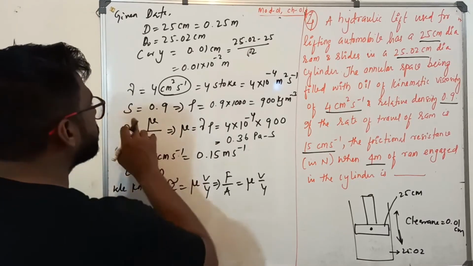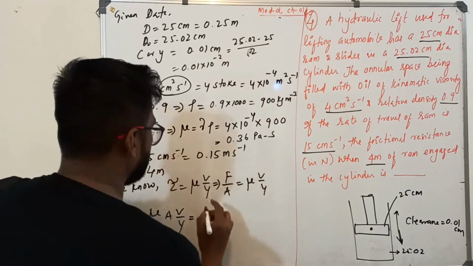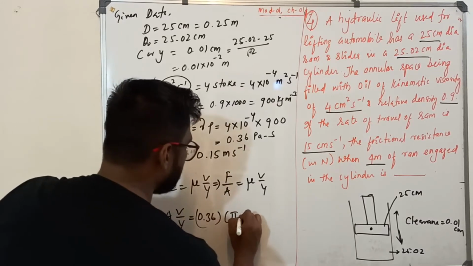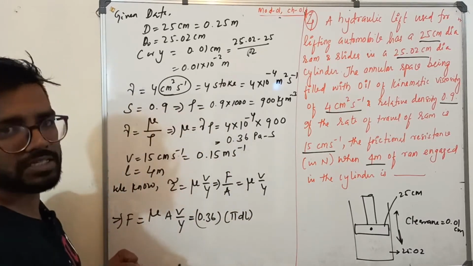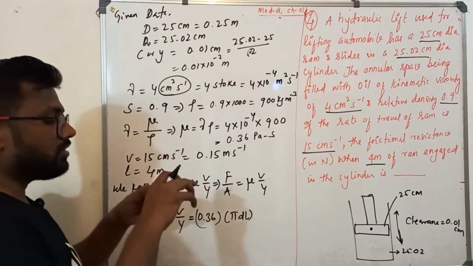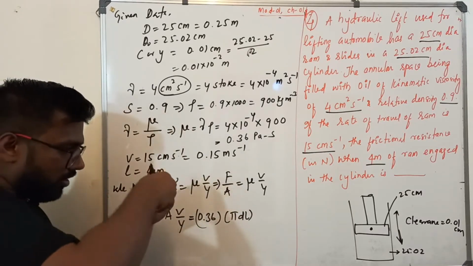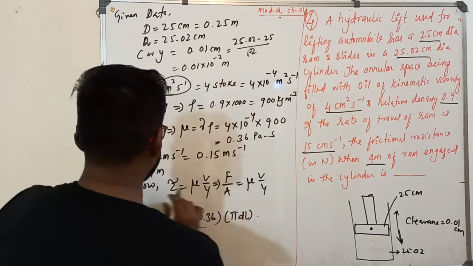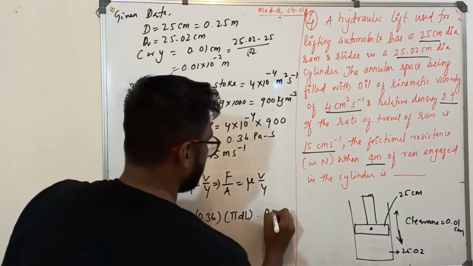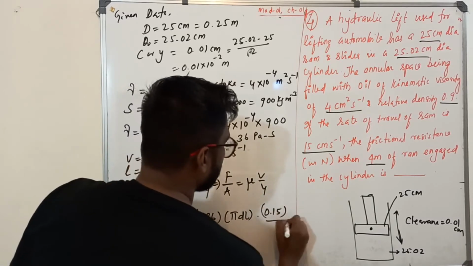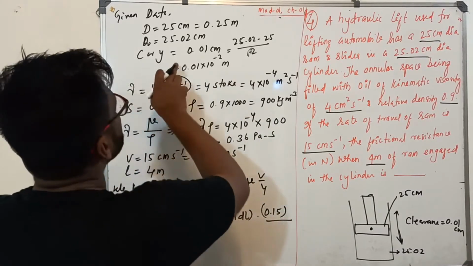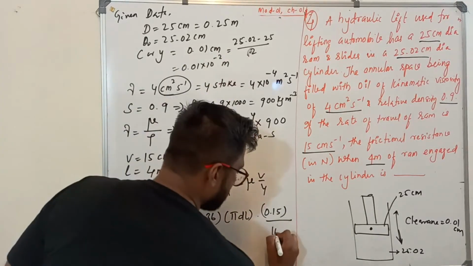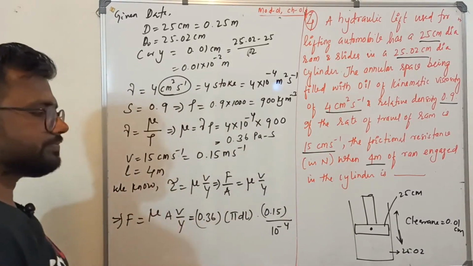Simple. Mu, how much you got? 0.36 Pascal second. Sir, area is your pi dl. Which area? Surface area, not the cross sectional area. On the surface area you are using the lubricating oil, so the area is surface area, pi dl. Multiply velocity 0.15 meter per second divided by y. Y is the clearance. How much is the clearance? 0.01 into 10 to the power minus 2, that is nothing but 10 to the power minus 4 total. Okay.